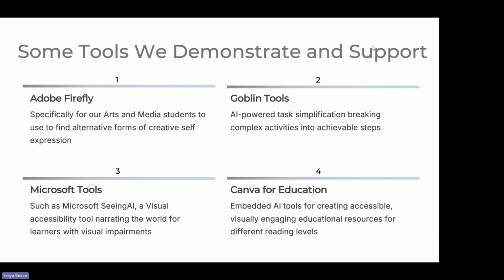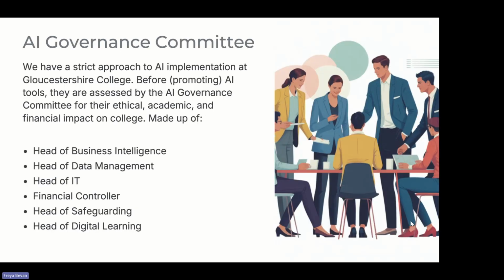We have explored many others, but the reason why I've mentioned these four specifically is because, if I go into our next slide, it's important that, as a college, we do have a strict approach to AI implementation and making sure that all the tools that we promote to our learners are safe to use ethically, so that they are safe to use. So we have an AI governance committee within college, which is made up of head of business intelligence, data management, and so on, as well as head of digital learning, who's my manager.